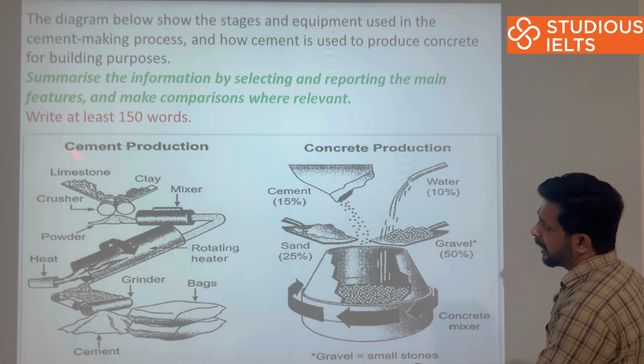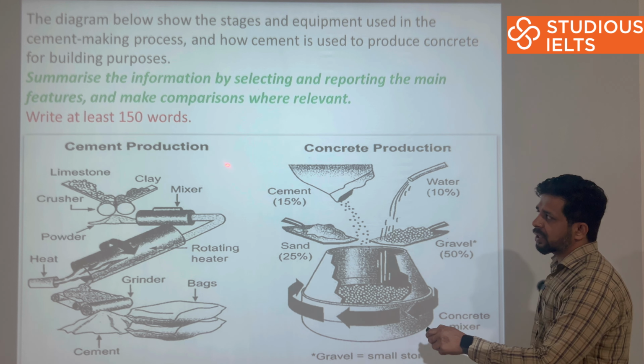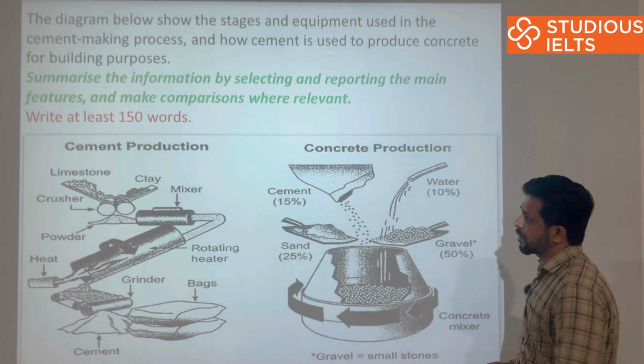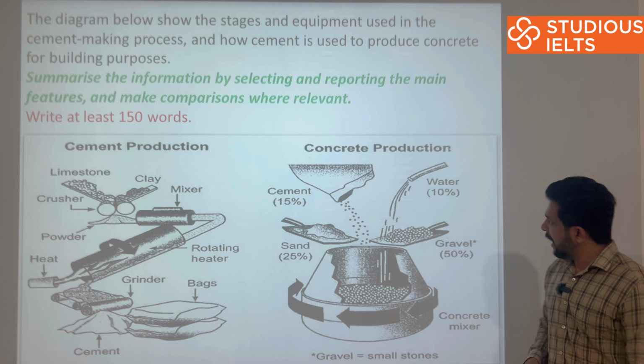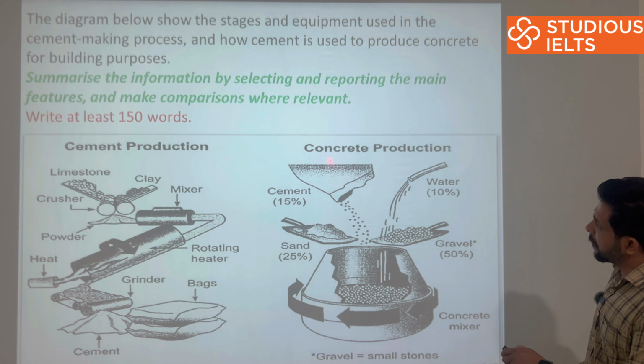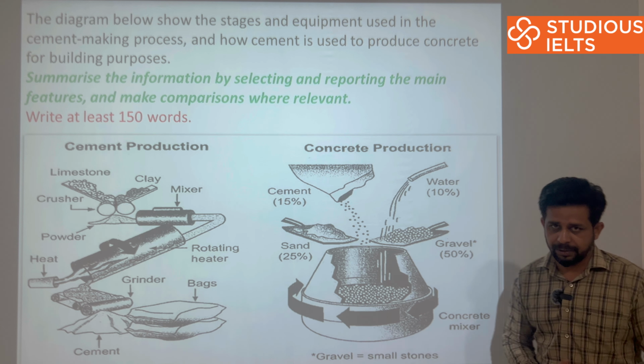The first one is a depiction of cement production. The entire process of cement production has been described in the first diagram, and in the second diagram there is a process of concrete production.